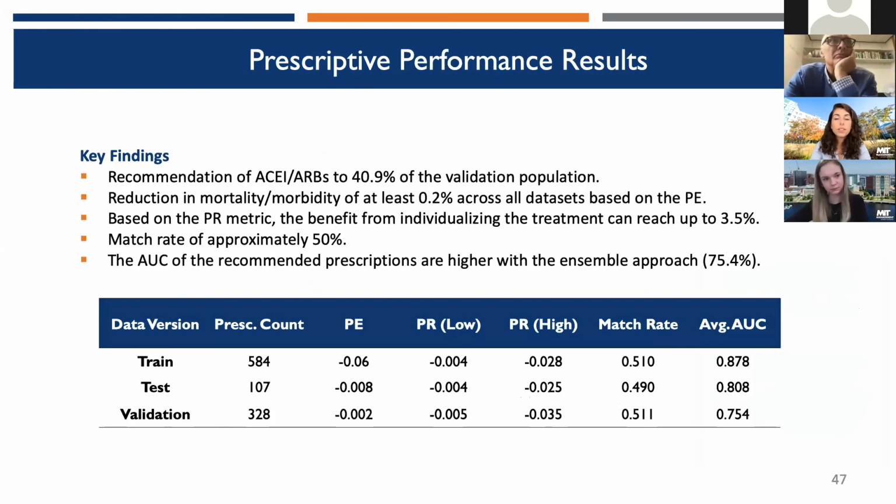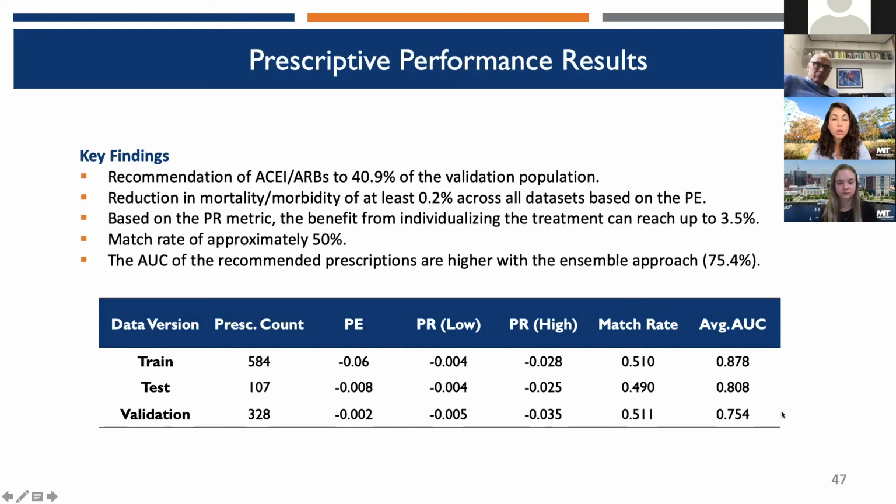So how well does our prescriptive framework perform? Here are some of the key findings. We recommend ACE inhibitors and ARBs to approximately 41% of the validation population. There is a reduction in the mortality morbidity of at least 0.2% across all datasets based on the PE metric. And according to prescription robustness, the benefit from individualizing the treatment can reach up to 3.5%. We agree with what the doctor is suggesting at the standard of care approximately 50% of the time.